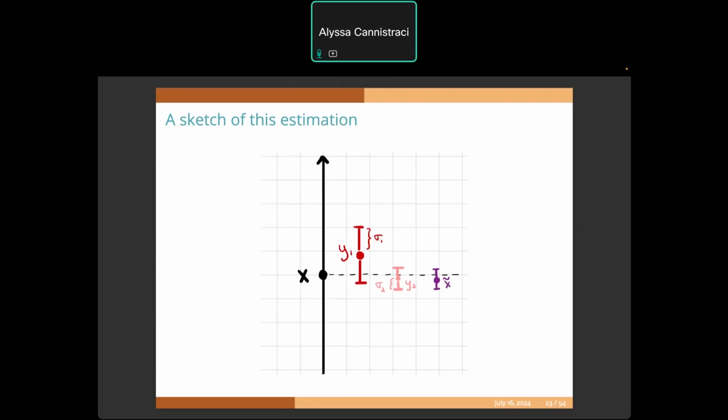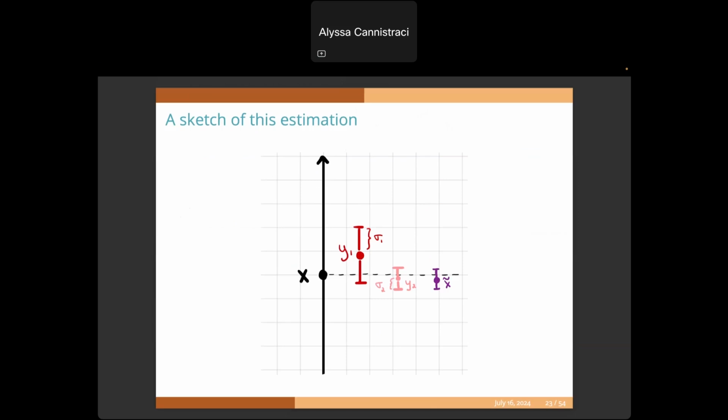Or we weight it by sigma 1 squared, and we know that y1 is a more uncertain observation, so we weight it by the smaller uncertainty, so we give it less power in the overall estimate. And so this ends up working out really nicely. I think it's also really important to note that if we didn't know what these variances were, this would be a much harder problem.